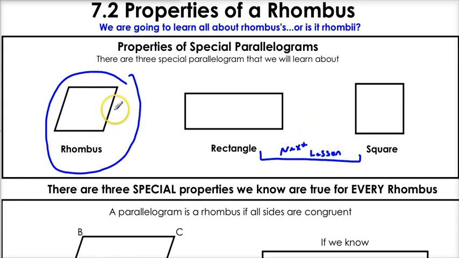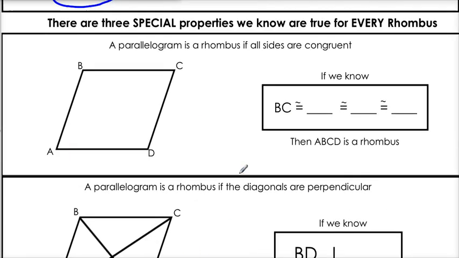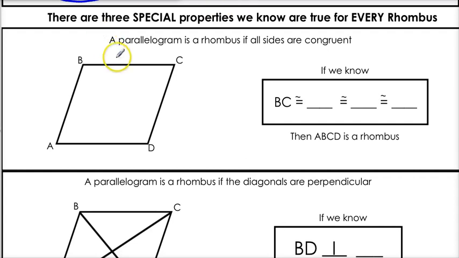Now, a rhombus is a special kind of parallelogram. And there are three ways to know if a parallelogram is a rhombus because it has its three special properties, which we're going to learn about right now. Now, let's go over these three special properties that let you know that it is a rhombus.